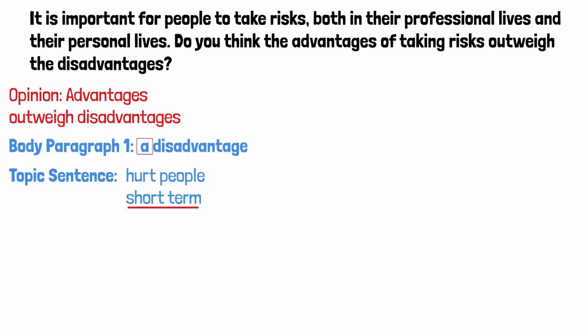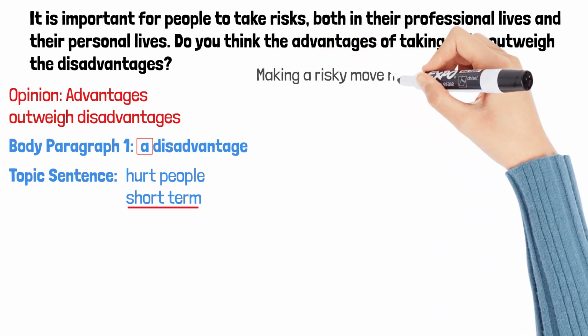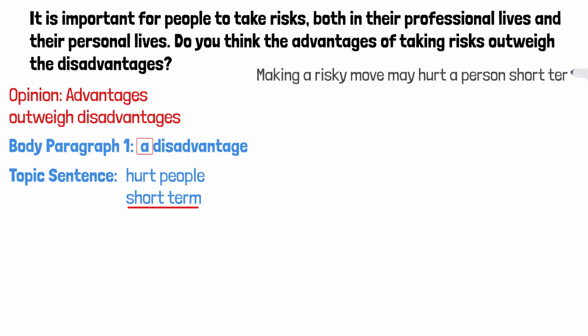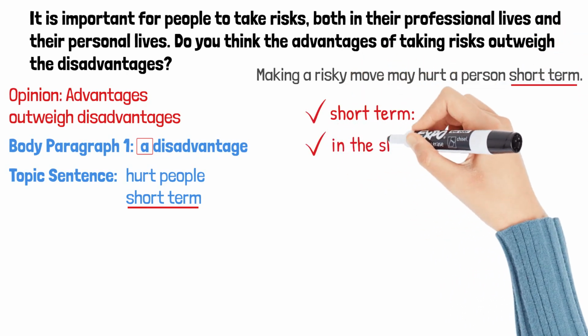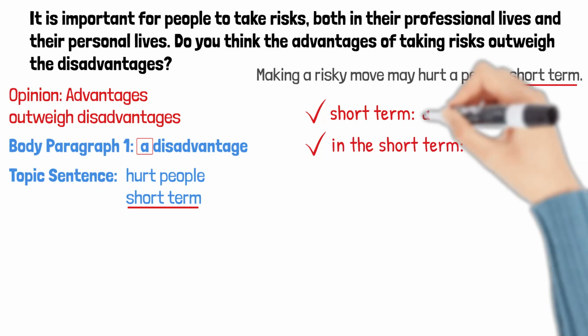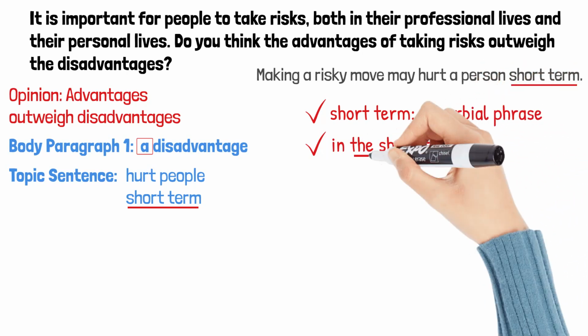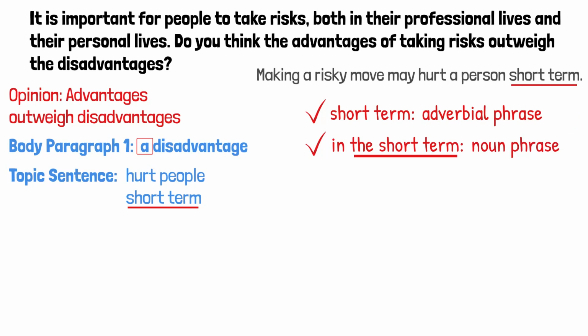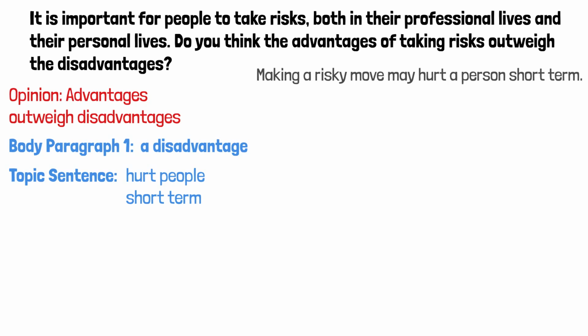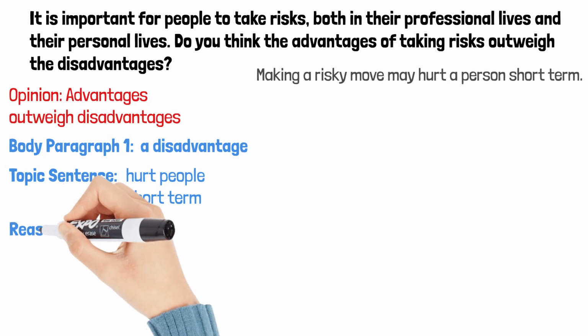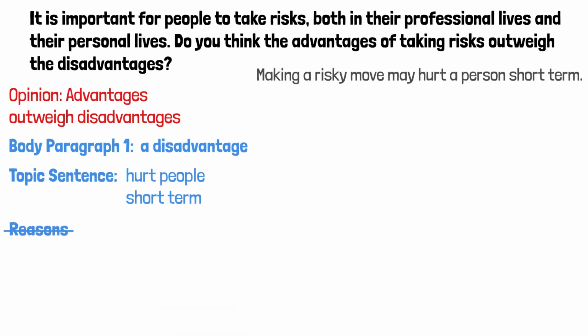So my topic sentence is gonna be, making a risky move may hurt a person short term. Here, you can use either short term or in the short term. Short term is an adverbial phrase, whereas the short term is a noun phrase. Both are correct. Next, we need to develop this main idea. If you find it hard to give reasons for your idea, you actually don't need to. You can directly use an example to explain your idea.